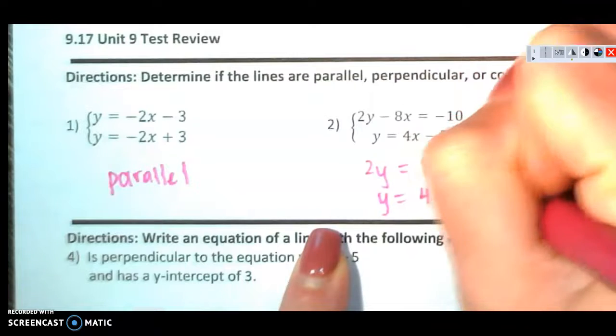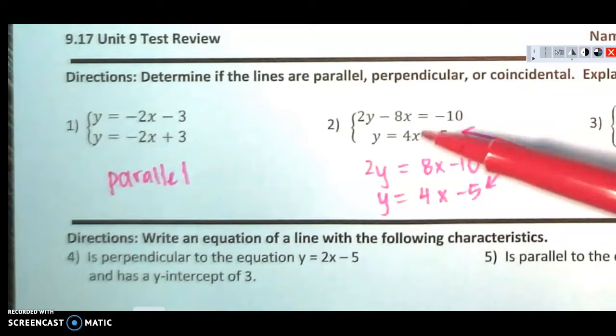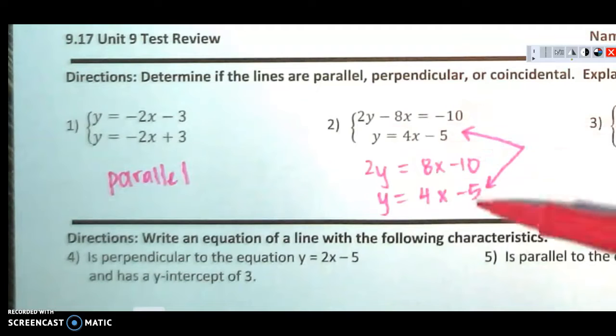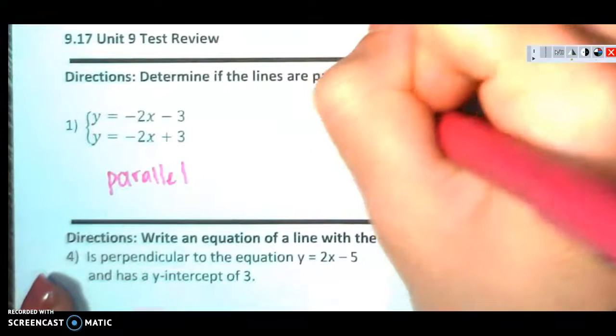Okay, now we can go ahead and compare the two equations. It looks like they have the same slope and they have the same y-intercept. If they are the exact same lines, then these lines are considered coincidental.